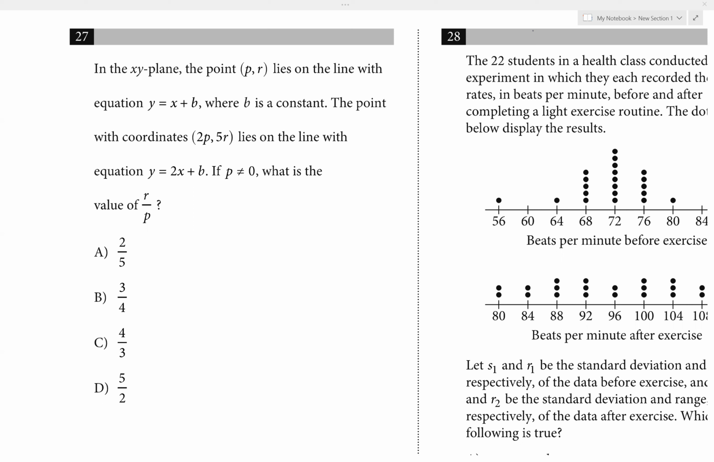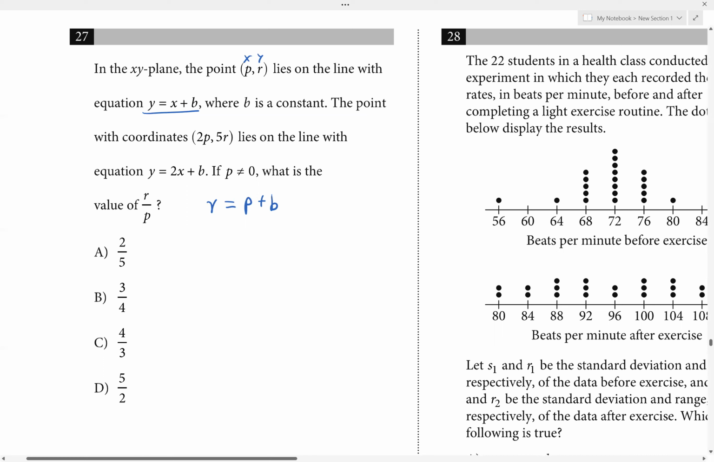Okay, so for this question, it's kind of tricky to see where to begin. But if they say a point lies on the line with this equation, we can always plug the point into the equation first. So we've got p comma r. The first one is the x value, the second one is the y value. We plug in the x and y with p and r, and the first equation becomes r equals p plus b.